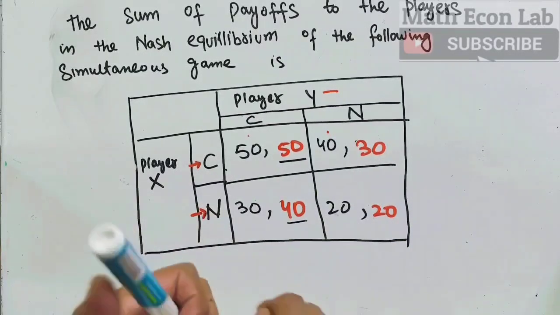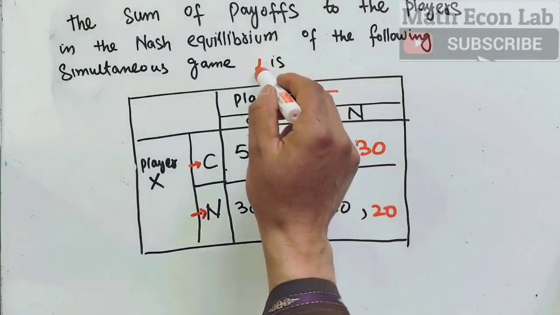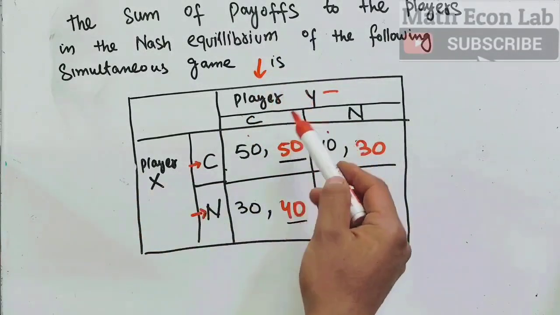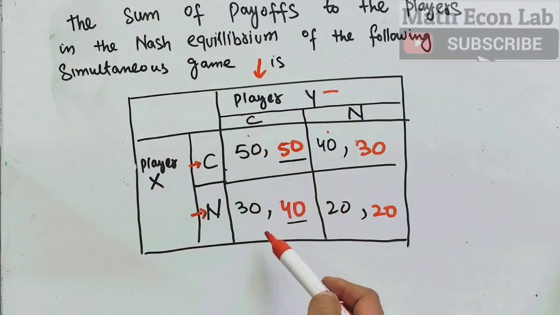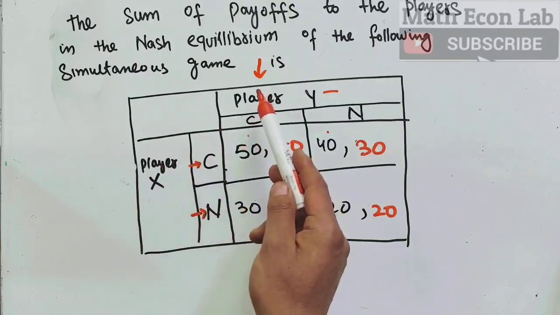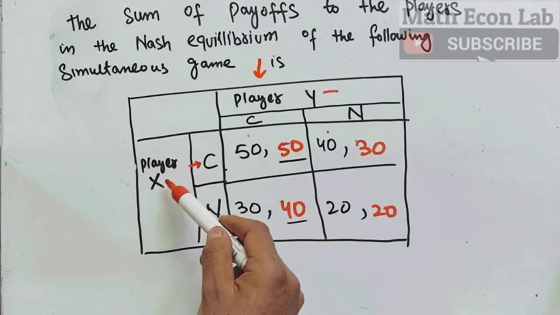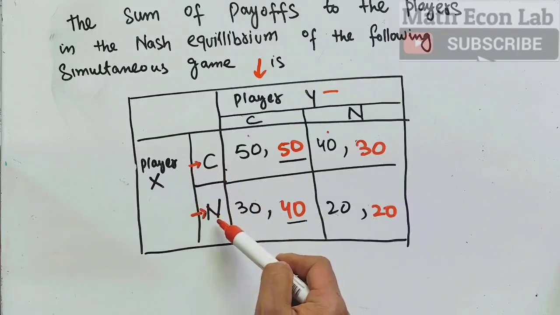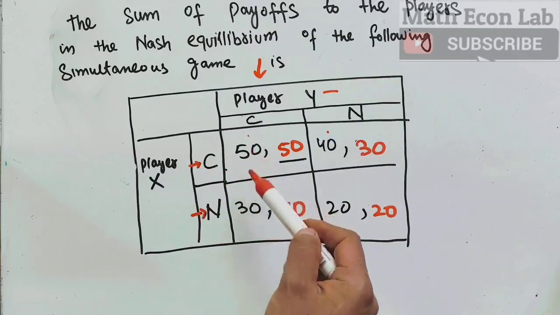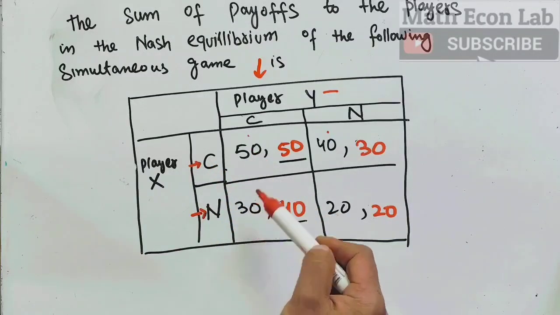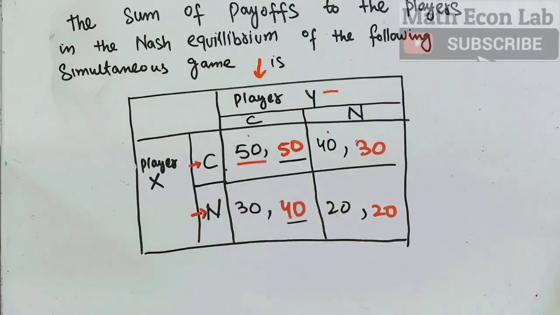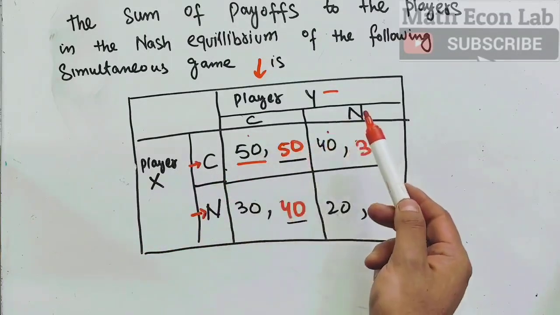Now let us see from the perspective of player X when player Y has chosen to cooperate. When player Y chooses to cooperate, again player X has two options, either to cooperate or not to cooperate. Cooperate gives him 50 as payoff, not to cooperate gives 30. Obviously 50 is greater than 30. He will choose to cooperate.